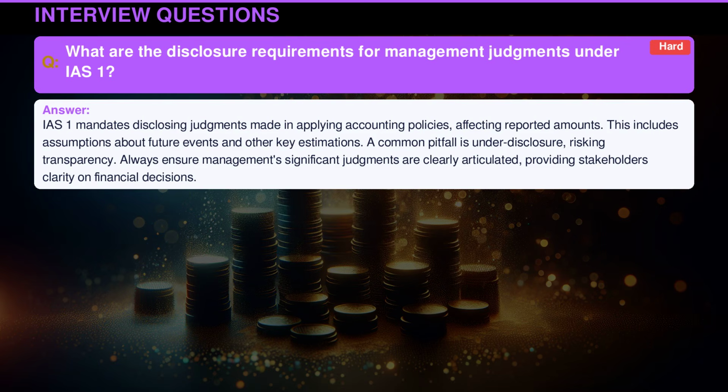IAS 1 mandates disclosing judgments made in applying accounting policies, affecting reported amounts. This includes assumptions about future events and other key estimations. A common pitfall is underdisclosure, risking transparency. Always ensure management's significant judgments are clearly articulated, providing stakeholders clarity on financial decisions.